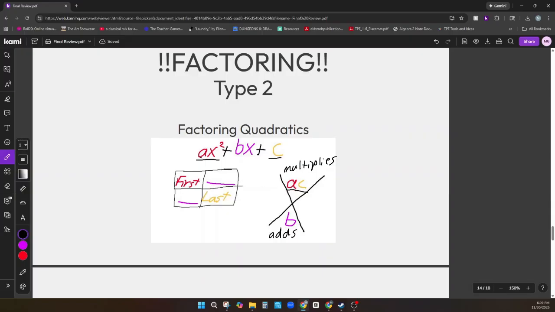Now, many times you are not going to have an A value. Your x squared will not have anything in front of it. So when that happens, all you're really doing is looking at your C value and trying to break that up. But when you do have that A value, you must make sure that you multiply A and C, your first and last term, and use that value in order to figure out what needs to be multiplied to, that adds up to be B, your middle term. Okay?